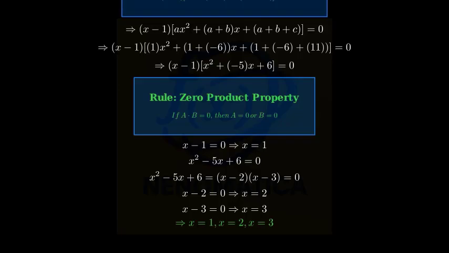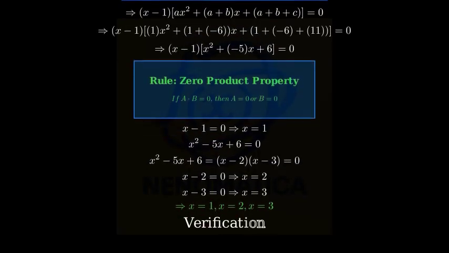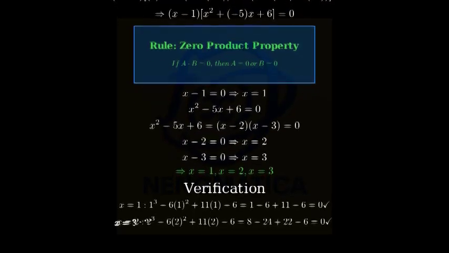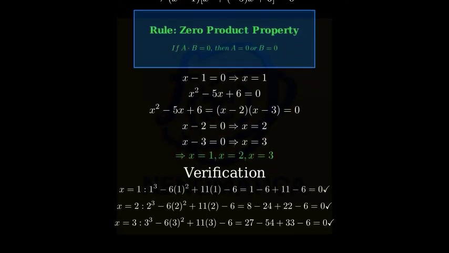Let's verify our answer by substituting these values back into the original equation. Let's check if x equals 1 satisfies our original equation. When we substitute x equals 1 into x cubed minus 6x squared plus 11x minus 6, we get 1 cubed minus 6 times 1 squared plus 11 times 1 minus 6. That's 1 minus 6 plus 11 minus 6, which equals 0. Similarly, you can verify that x equals 2 and x equals 3 also satisfy our original equation.